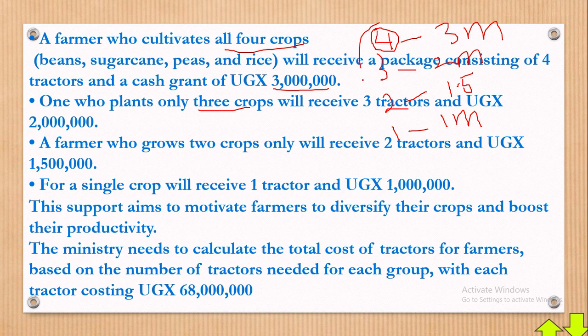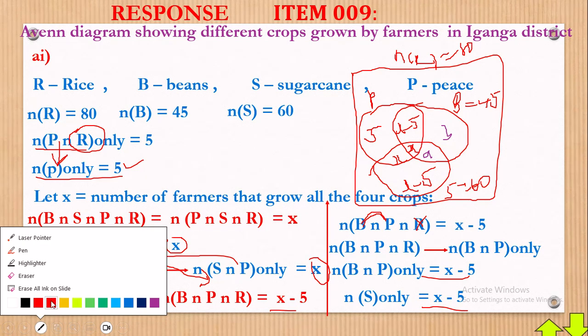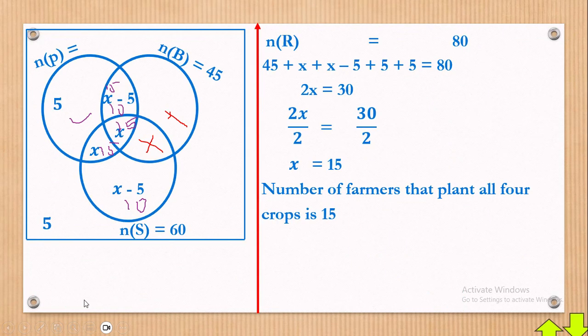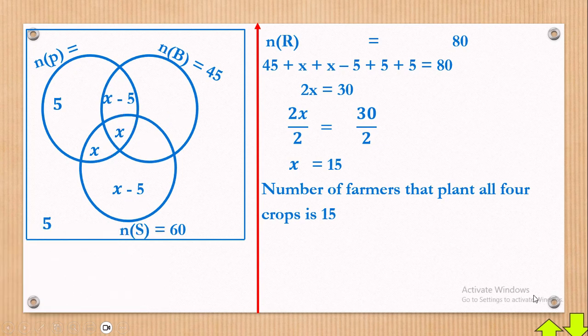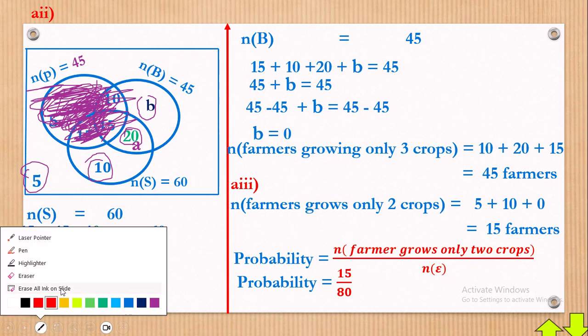Please, I hope you memorize this: for 4 crops we have 3, for 3 crops 2, for 2 crops 1.5, and for 1 crop 1. Let's go there. We get this done quickly. Allow me to resolve this.